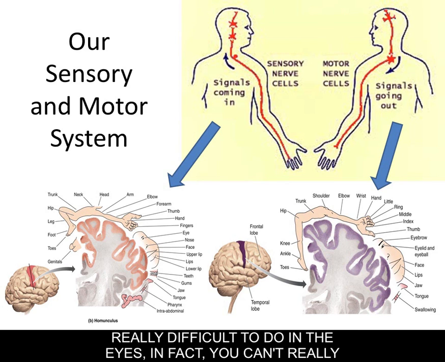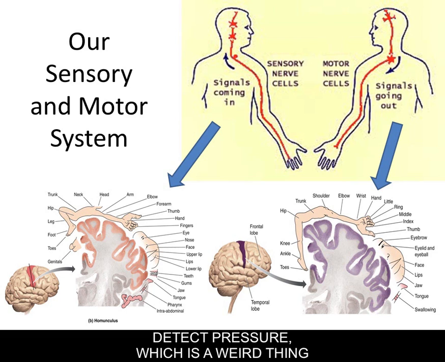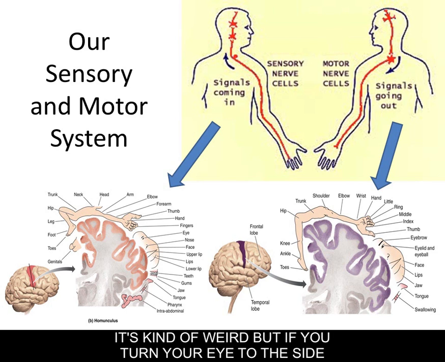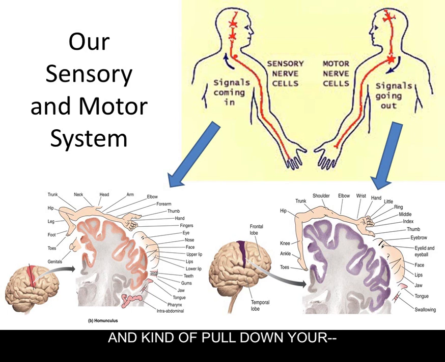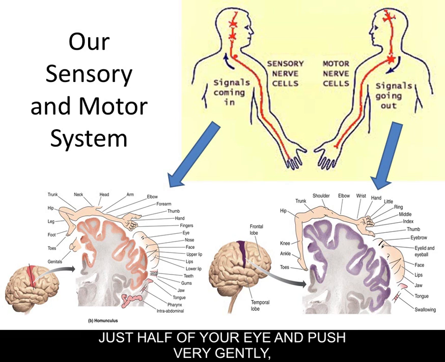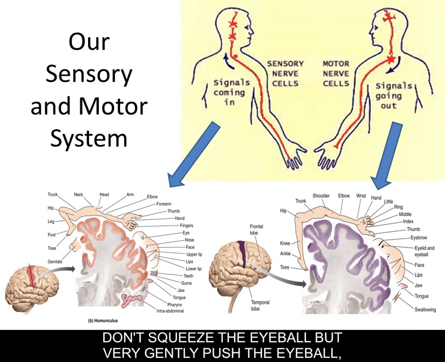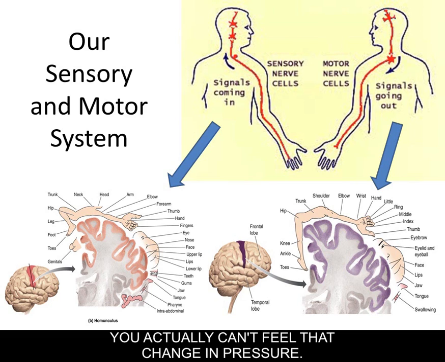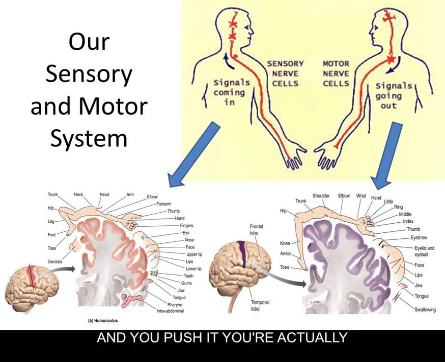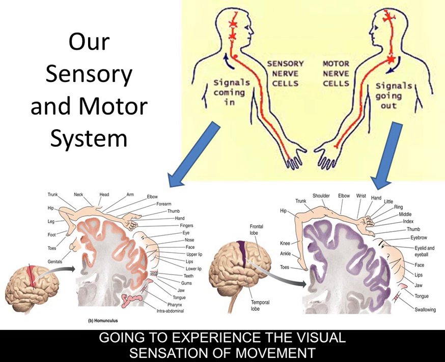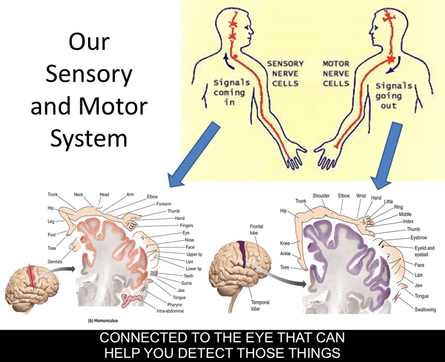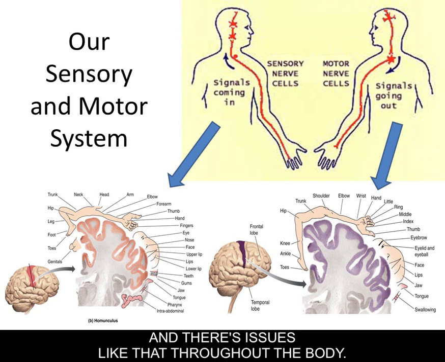In fact, you can't really detect pressure, which is a weird thing that you can try out if you want to. If you turn your eye to the side and pull down your eyelid so it's just covering half of your eye, and push very gently, don't squeeze the eyeball, you can't feel that change in pressure. If you just have the one eye open and you push it, you're going to experience the visual sensation of movement, because you don't have a lot of sensory cells connected to the eye that can help you detect those things. And there are issues like that throughout the body.